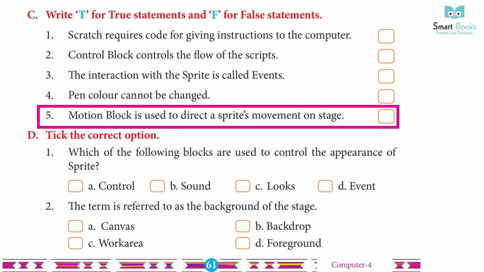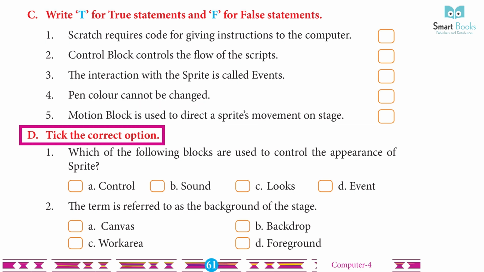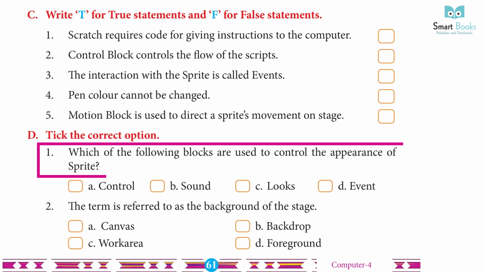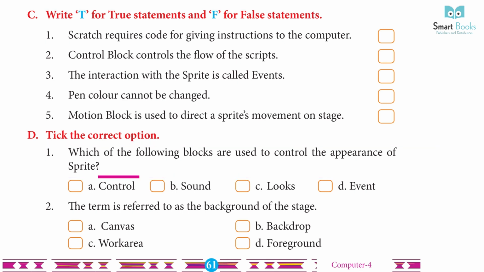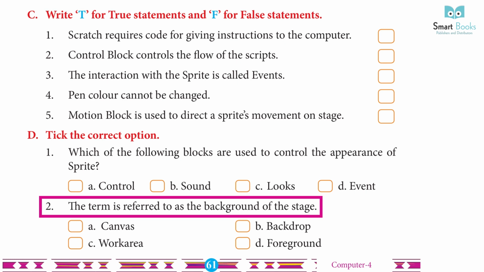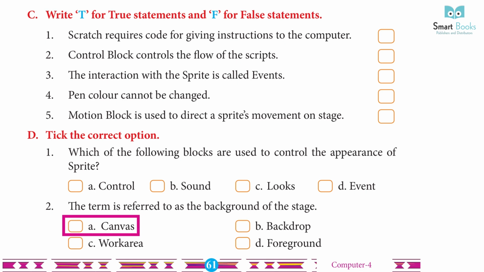D. Take the correct option. 1. Which of the following blocks are used to control the appearance of sprite? A. Control. B. Sound. C. Looks. D. Events. Answer: C. Looks. 2. The term is referred to as the background of the stage. A. Canvas. B. Backdrop. C. Work area. D. Foreground. Answer: B. Backdrop.